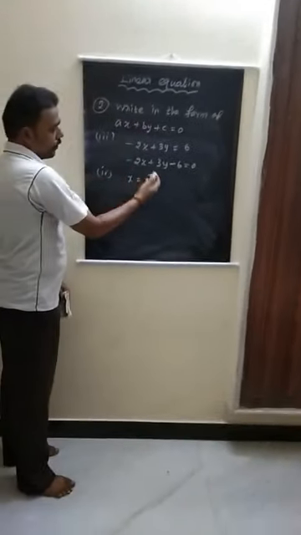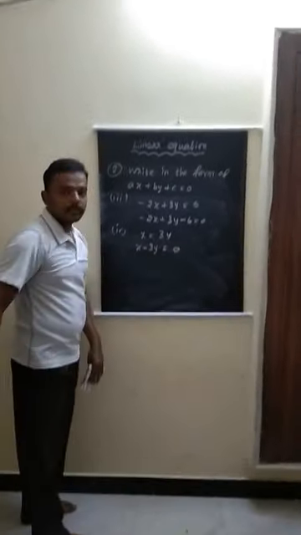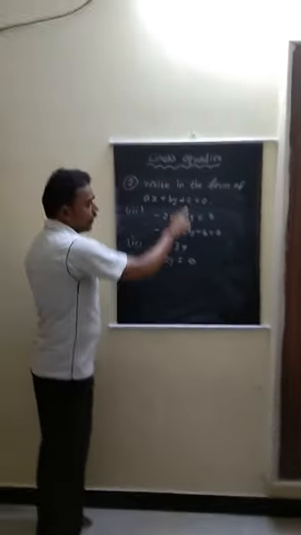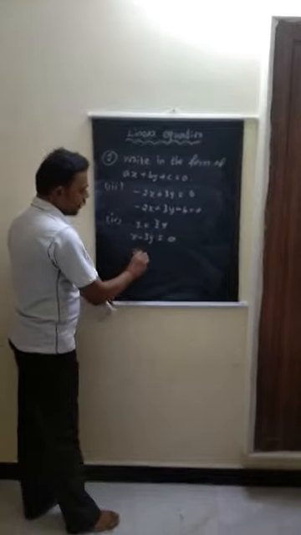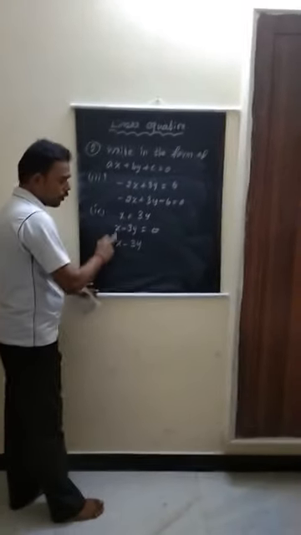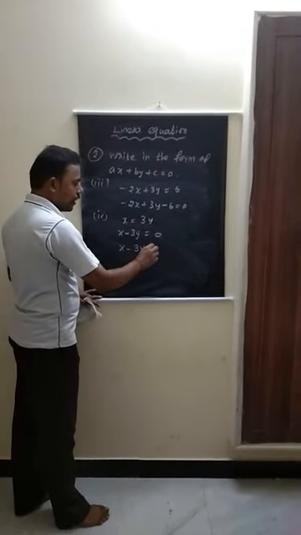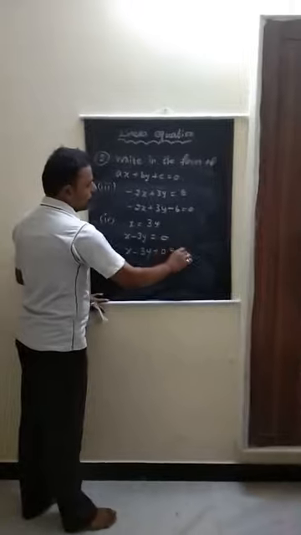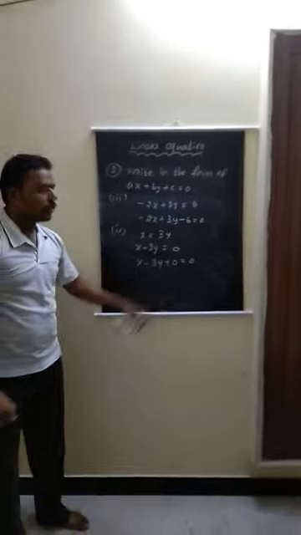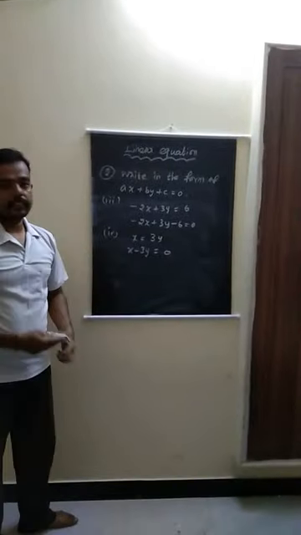And fourth one, x equal to 3y. We need to write the right hand side on the left hand side as x minus 3y equal to 0. So there is no C, that is C is 0. Coefficient of x is 1, b value is minus 3, and C value is plus 0 equal to 0. That is C value 0, this is the meaning. So you can write this as the answer.